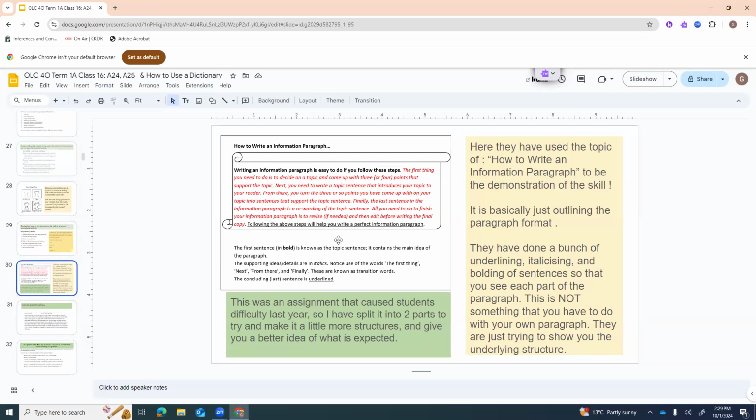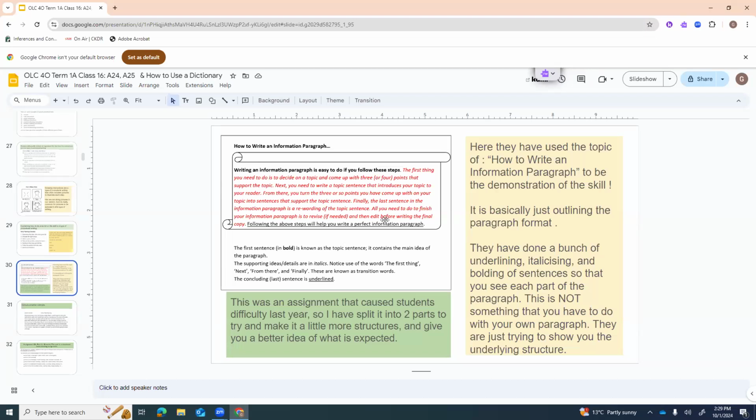The first thing you need to do is decide on a topic and come up with three or four points that support the topic. Next, you need to write a topic sentence that introduces your topic to your reader. From there, you turn the three or so points you've come up with on your topic into sentences that support the topic sentence. Finally, the last sentence in the information paragraph is a rewording of the topic sentence. All you need to do to finish your information paragraph is revise, and then edit before writing the final copy. Following the above steps will write a perfect information paragraph.